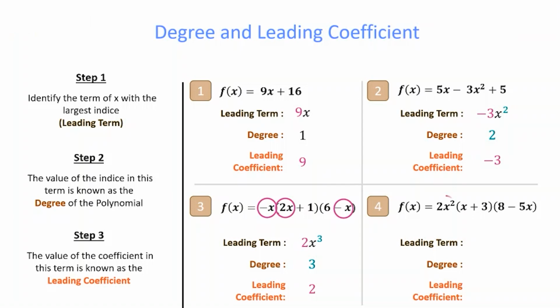Similarly, for the last example, we need to multiply 2x squared, x, and minus 5x. By multiplying these, we get minus 10x to the power 4, the degree is 4, and the leading coefficient is minus 10.